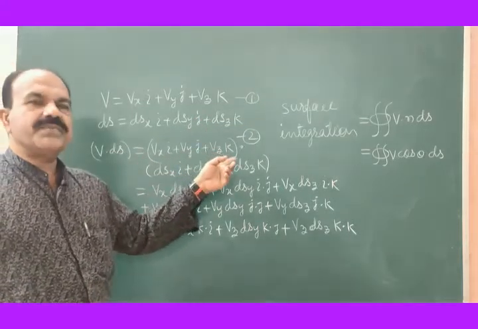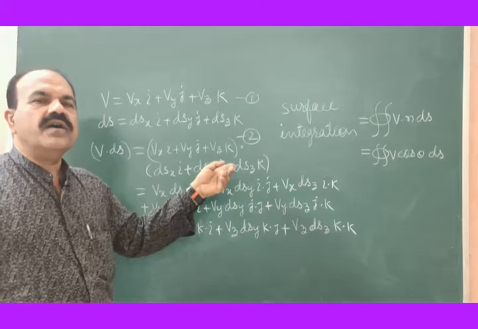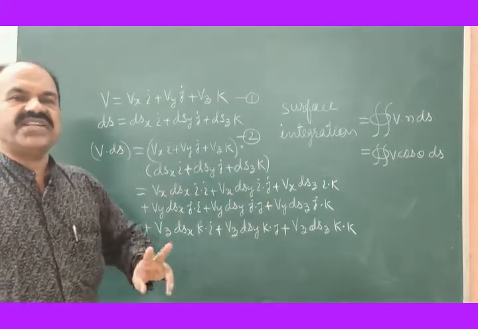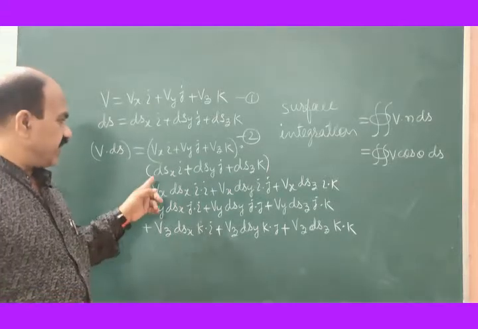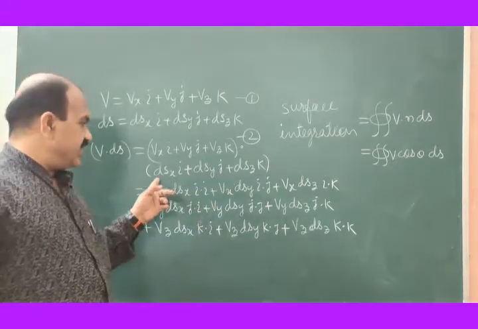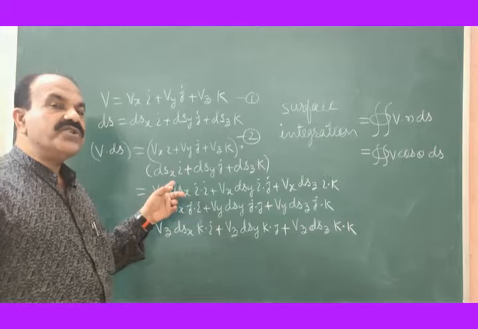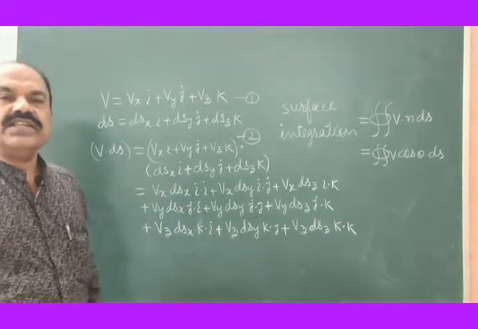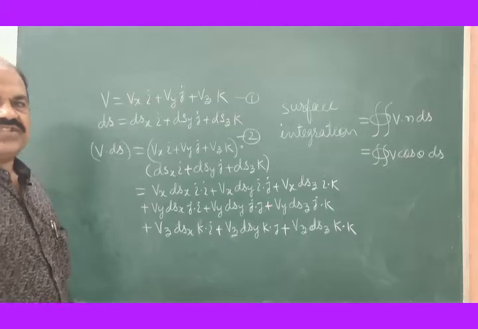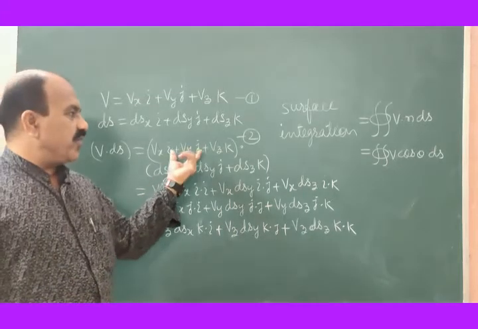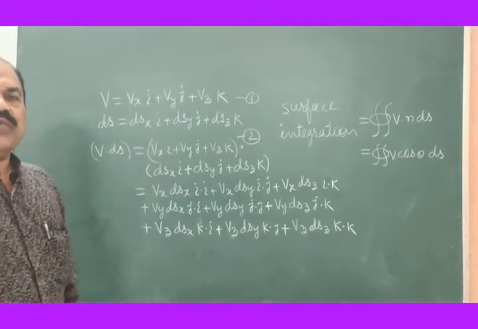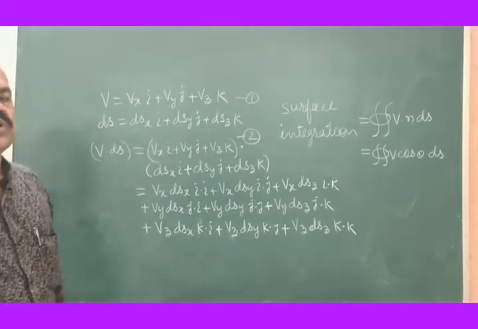This represents vector v in terms of rectangular components along the axes x, y, z. This represents components of surface element ds along the three vectors x, y, z respectively. Dot product of this with this will be this one. Now use the rules of dot product.